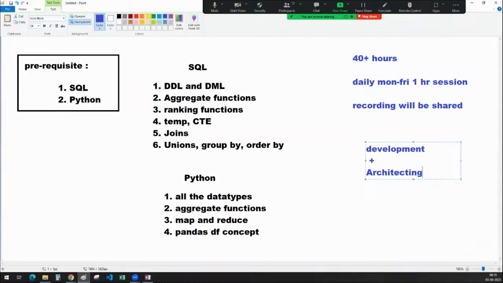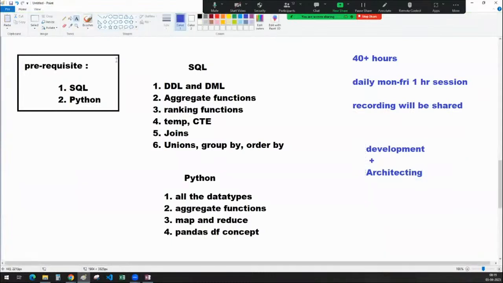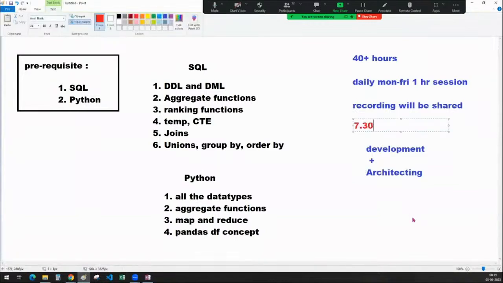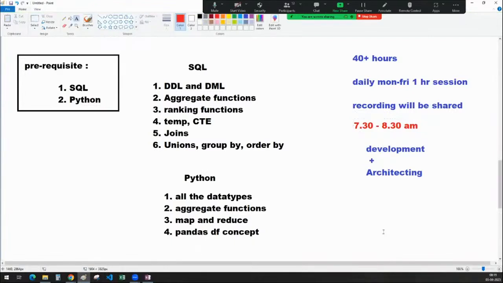Regarding the timings, I actually forgot to mention them, guys. The timings are the same every day: 7:30 to 8:30 a.m. Okay, so these are the timings. Any questions anyone is having?